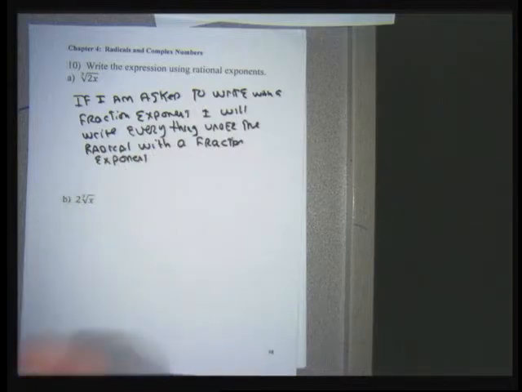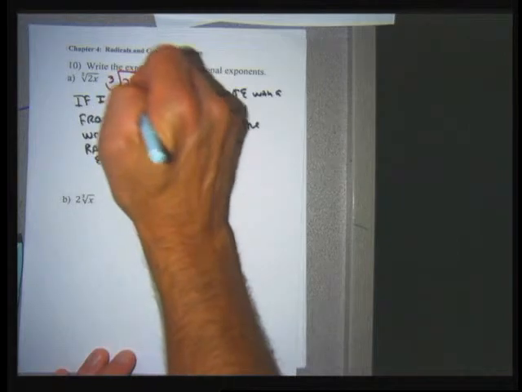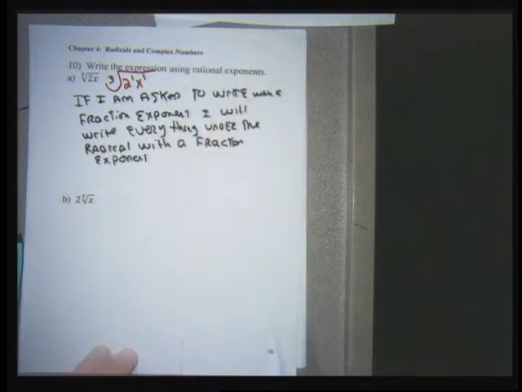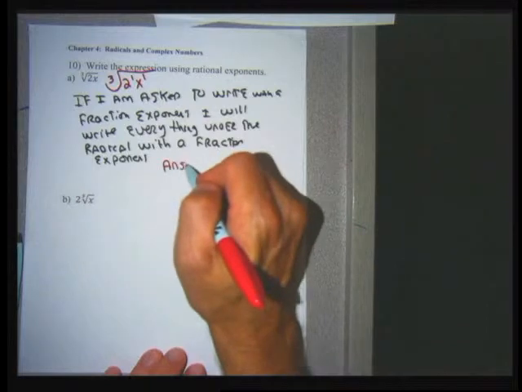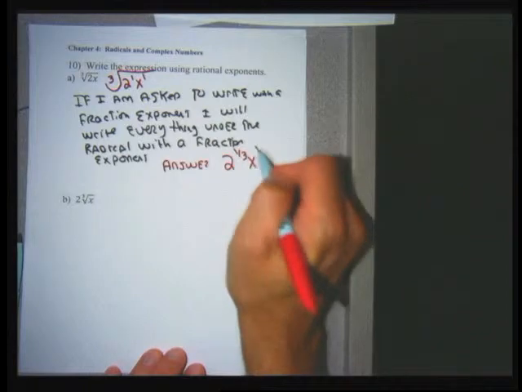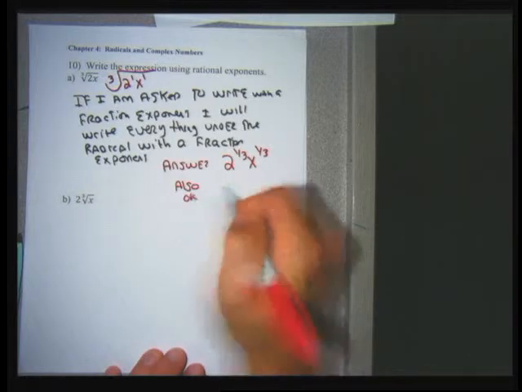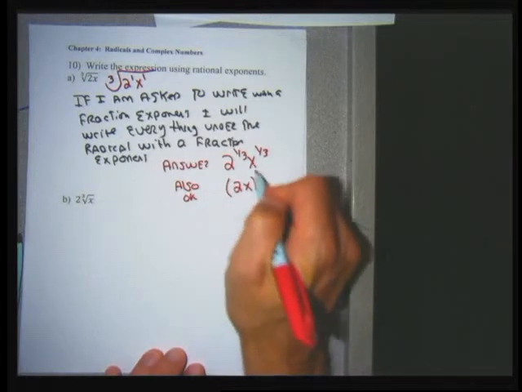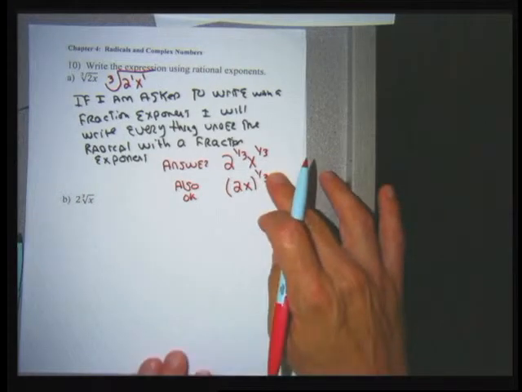For part A, I have to think of this as the cube root of 2 to the first x to the first, and just like I did a few problems back, I'm going to divide the exponents by the index. So a really nice answer for 10A would be 2 to the 1/3 x to the 1/3. It turns out it would also be okay. So if you worked ahead and you got this for an answer, that's also okay because they both have fraction exponents. This is equivalent because I raised both of them to the 1/3 power.